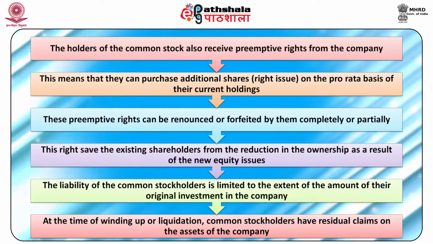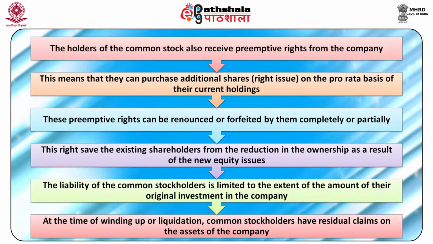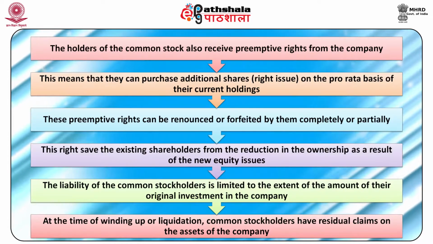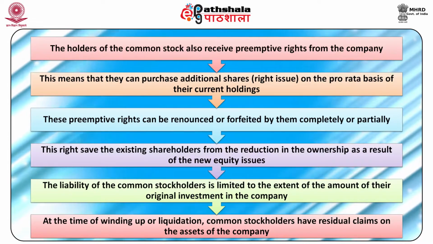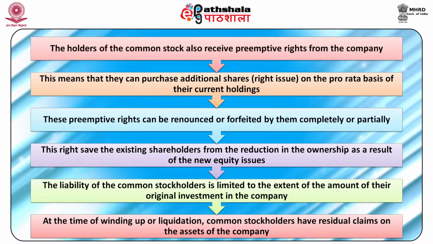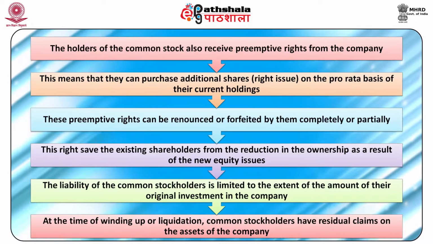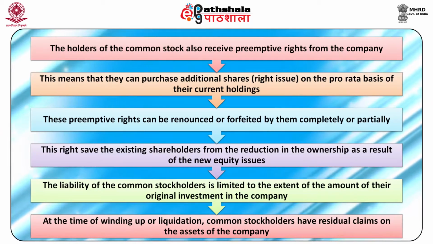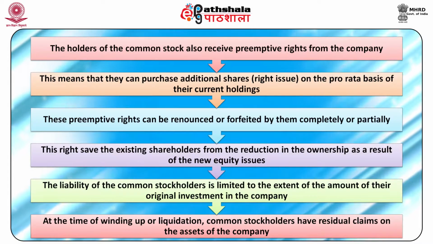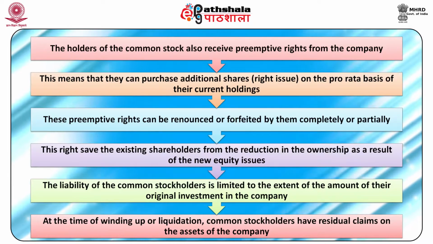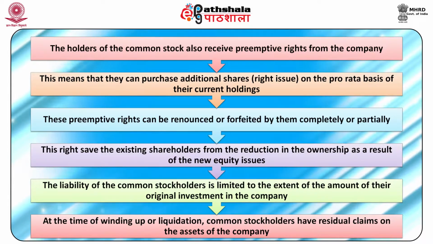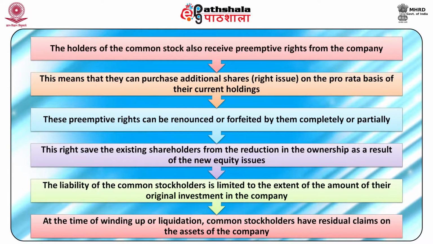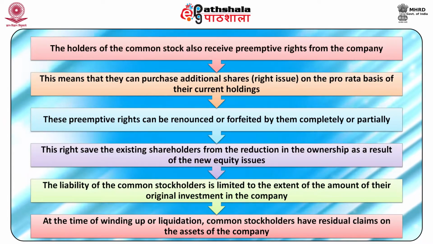Secondly, the holders of the common stock also receive preemptive rights from the company. This means that they can purchase additional shares, namely rights issues, on a pro rata basis of their current holdings. These preemptive rights can be renounced or forfeited by them completely or partially. These rights save the existing shareholders from the reduction in ownership as a result of new equity issues. The third feature of the common stock is that the liability of the common stockholders is limited to the extent of the amount of their original investment in the company.